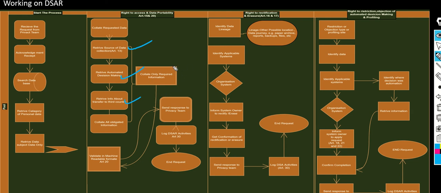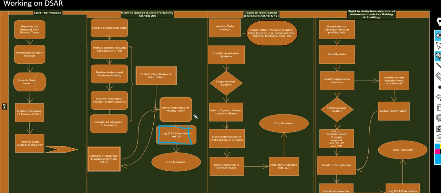Once the information has been collated, they will validate it in machine readable format. The data will be validated in machine readable format, and then a response will be sent to the privacy team. In case of data portability, they will create machine readable format data and send it to the privacy team, and they will log the DSAR activities as per Article 13.